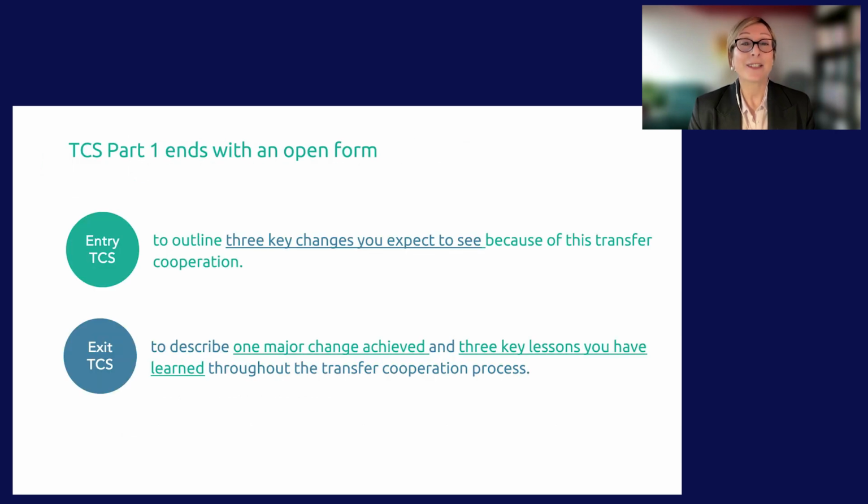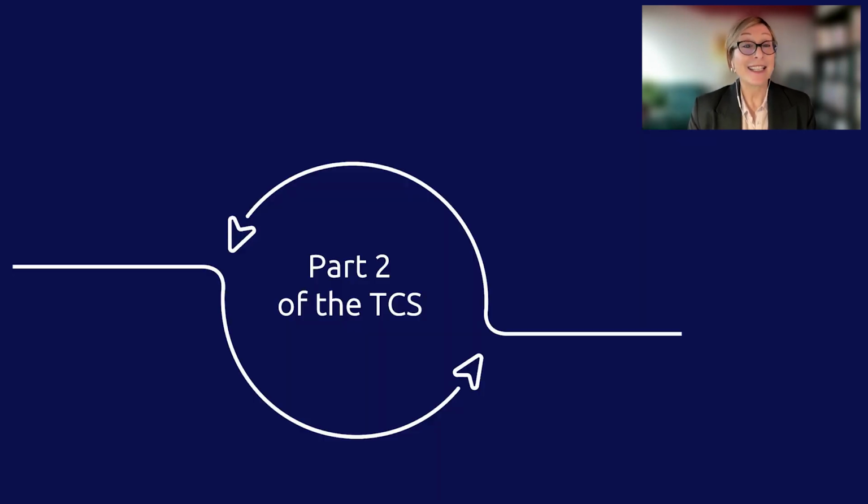Part 1 ends with an open-ended question. In the entry survey, the open-ended question is about 3 key changes you expect to achieve from the transfer cooperation. In the exit survey, the open-ended question is about 1 major change achieved and 3 key lessons learned throughout the transfer cooperation. Let's now move on with part 2 of the survey.